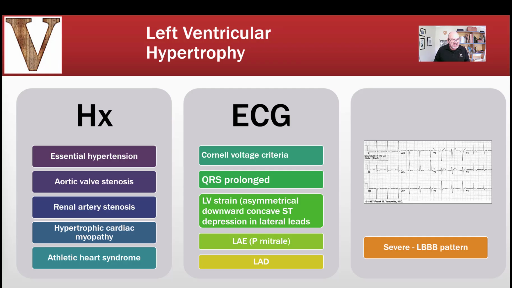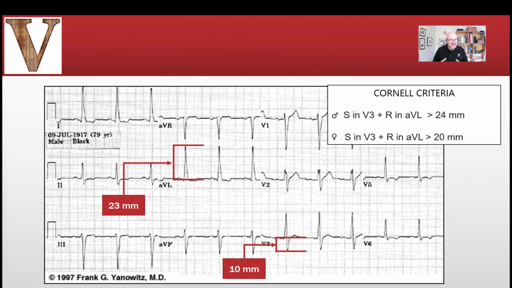There are several criteria, and the one we utilise on this course is the Cornell criteria, which requires the sum of the S wave in V3 with the R wave in aVL to be greater than 28 millimetres in men or 20 millimetres in women. The sensitivity for this particular test is 40% and the specificity 95%, so generally a reliable tool.